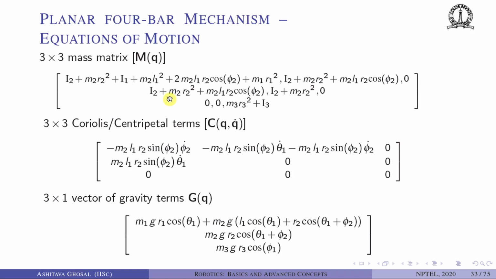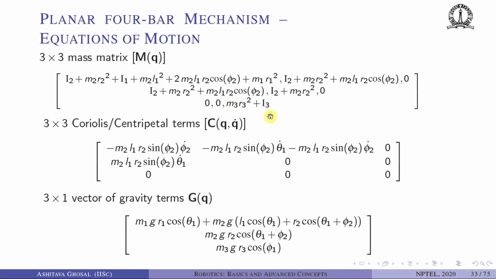The mass matrix will have M11 equal to I2 plus M2 R1 square plus I1 plus M2 L1 square plus 2 M2 L1 R2 cos phi 2 plus M1 R1 square. If you see, this is exactly the same as M11 which we obtained for the planar 2R. M12 is I2 plus M2 R2 square plus M2 L1 R2 cos phi 2, and this term will be 0. Likewise, M21 and M22 are given by this, and M23 will be 0, because of kinetic energy, you can show that it will be 0. The third row of the mass matrix will be 0, 0, M3 R3 square plus I3.